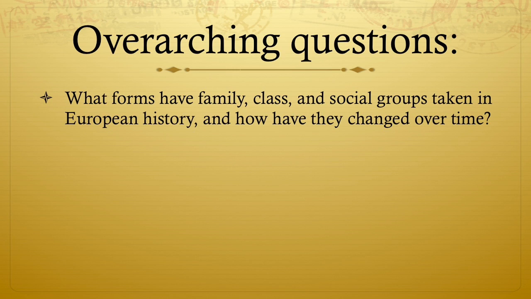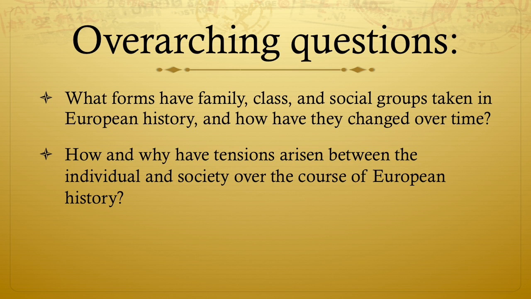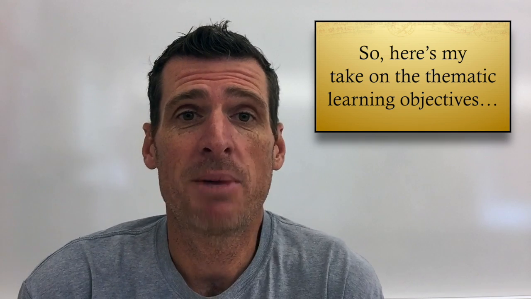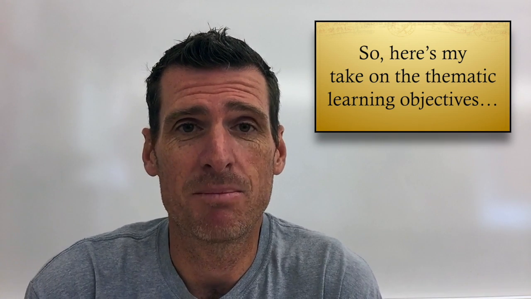So here are the questions that we've been given. What forms have family, class, and social groups taken in European history, and how have they changed over time? How and why have tensions arisen between the individual and society over the course of European history? And finally, how and why has the status of specific groups within society changed over time? Like I said, it's your social history. It's just laid out for us, which is great because I never really knew what to do with it before this. All right, so here's my take on the course themes.